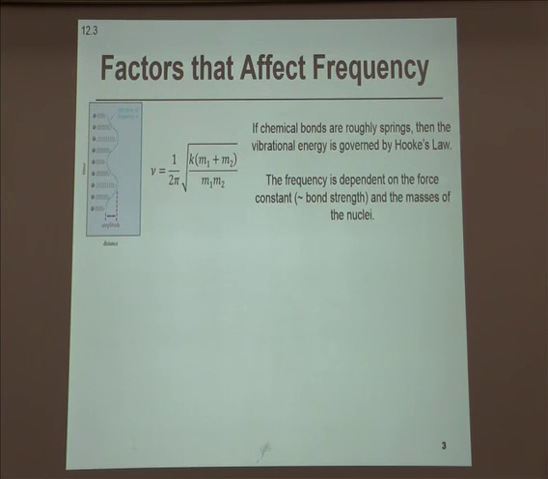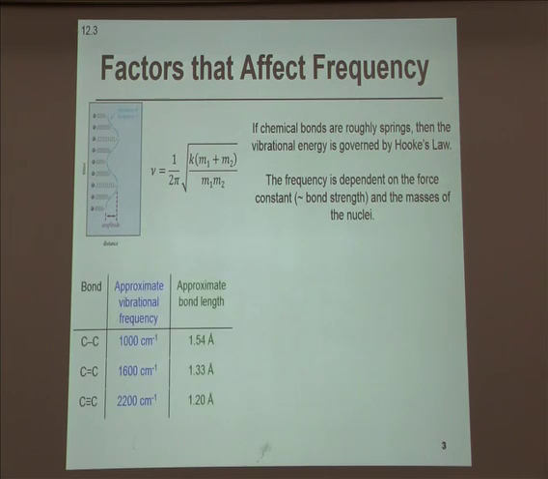Since we're treating bonds as if they're springs, we can think about Hooke's law and what we know from physics about the way in which springs vibrate. And in general, the two things we're going to care about are the force constant in Hooke's law and this mass term involving the mass on each end of the spring. As we go from carbon singly bonded to carbon triply bonded, we're not manipulating the mass at each end of the spring. That's remaining constant, so this term isn't changing.